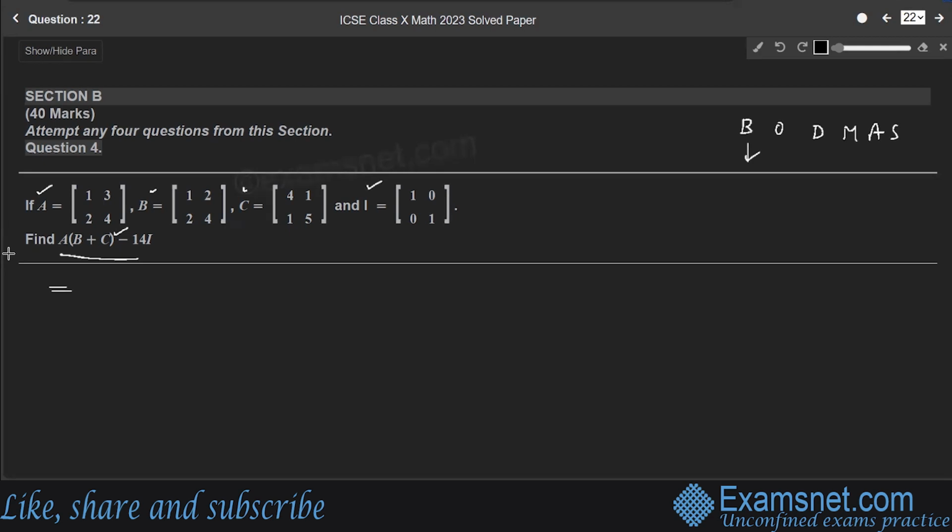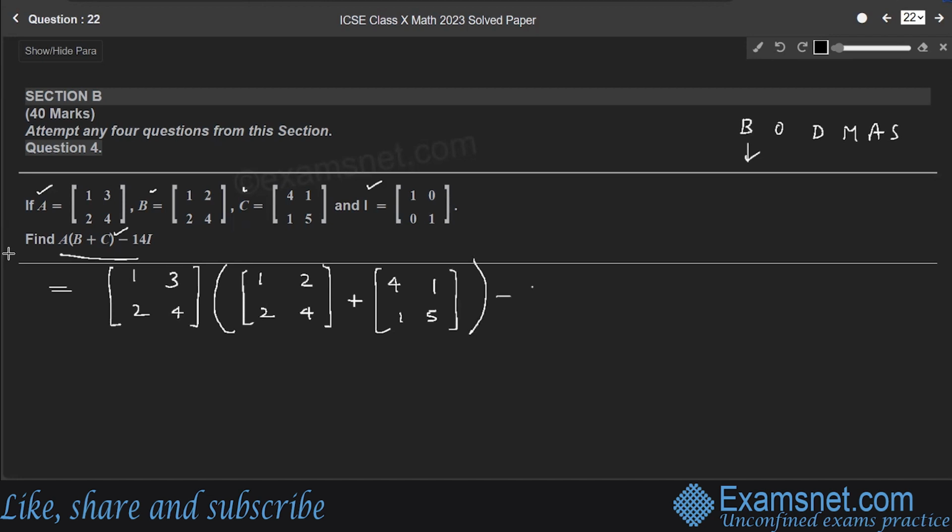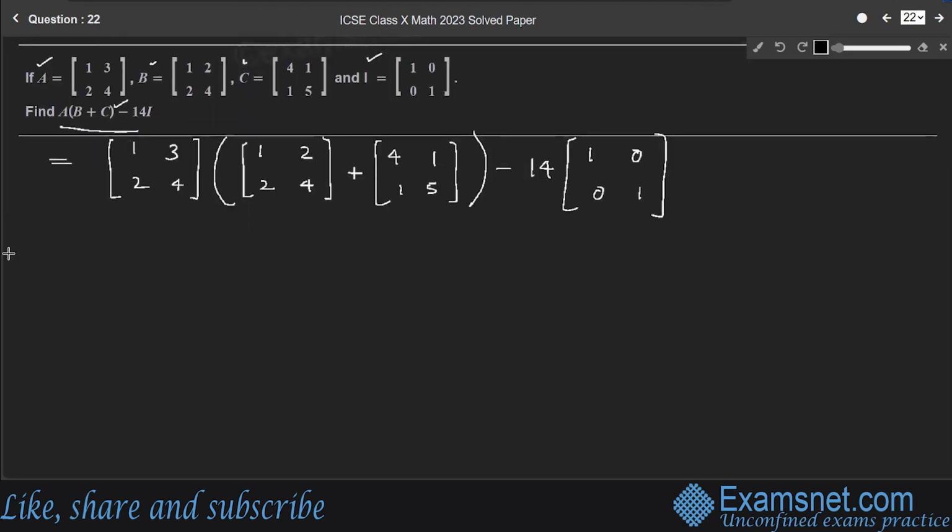So it's very easy to add two matrices, right? So we'll consider A into B plus C first. A is 1, 3, 2, 4, a 2 by 2 matrix, into matrix B, which is 1, 2, 2, 4 are the elements here, plus matrix C 4, 1, 1, 5. Close the bracket. Minus 14 into matrix I. I is 1, 0, 0, 1. So all these matrices are 2 by 2 matrices, right? So now first consider addition of matrices, right?